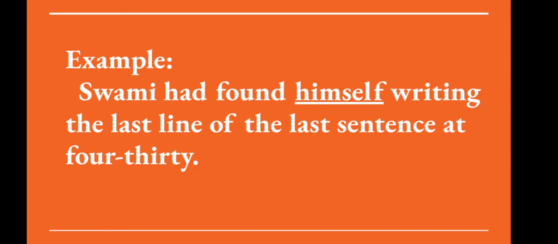Swami is doing the action writing, and by that action he is affected by it. So the word which shows what is that? The reflexive pronoun we use in the sentence is himself. Okay, so himself is the reflexive pronoun we find in this sentence. Swami had found himself writing, so he's doing the action and he is also affected by that.